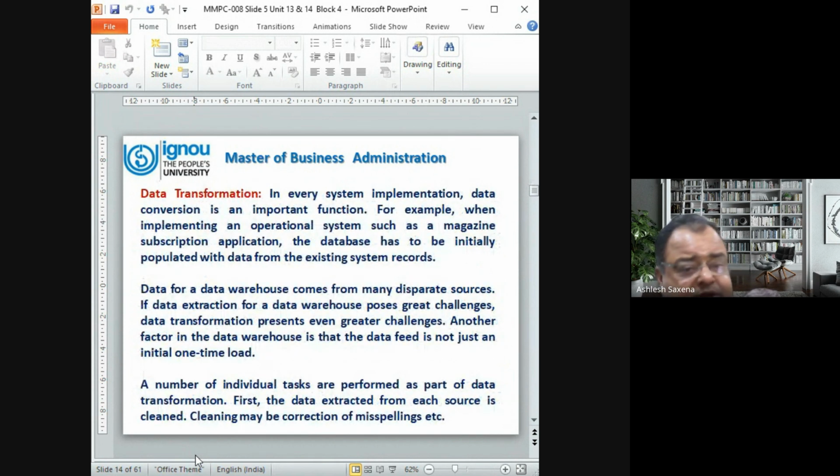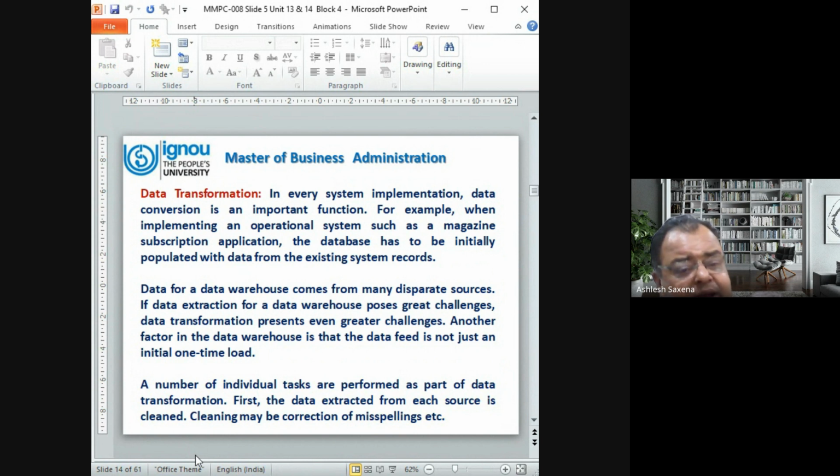Then comes data transformation. In every system implementation, data conversion is an important function. For example, when implementing an operational system such as a magazine subscription application, the database has to be initially populated with data from the existing system records. Data for a data warehouse comes from many disparate sources. If data extraction for a data warehouse poses a great challenge, data transformation presents even greater challenges. Another factor in the data warehouse is that the data feed is not just an initial one-time load. Once loaded, it will remain forever.